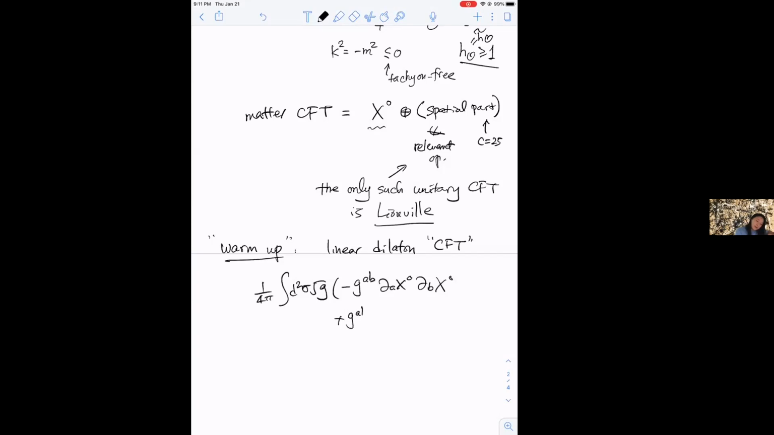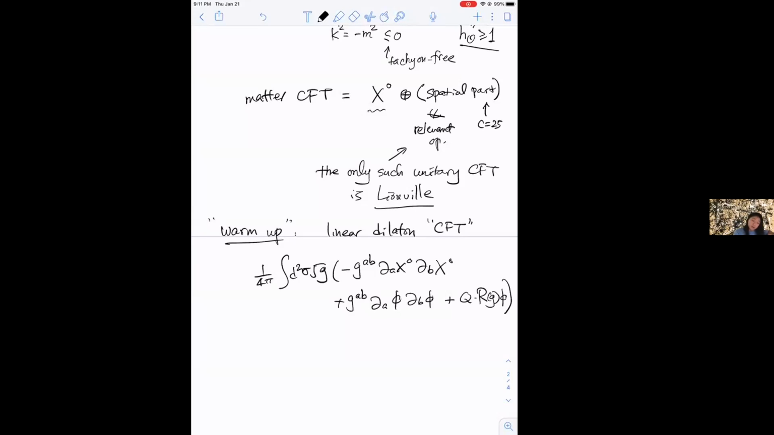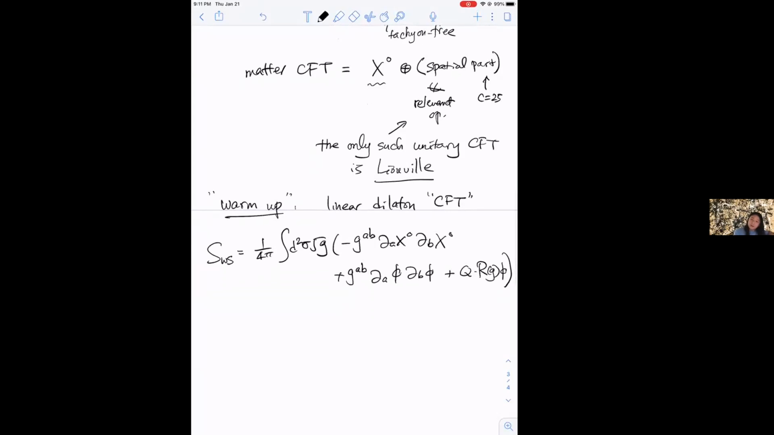And then we have another boson, let's call it phi. And we add a background charge term, which is phi multiplied by the curvature of the worldsheet metric multiplied by the background charge Q, which is taken to be a constant. So this is our worldsheet action for the linear dilaton theory. Now this Q, the background charge, modifies the central charge, which is instead of 1 plus 1 from the X naught and phi, it is 1 plus 1 plus 6 Q squared. So if you want this to be equal to 26, you need Q to be equal to 2.